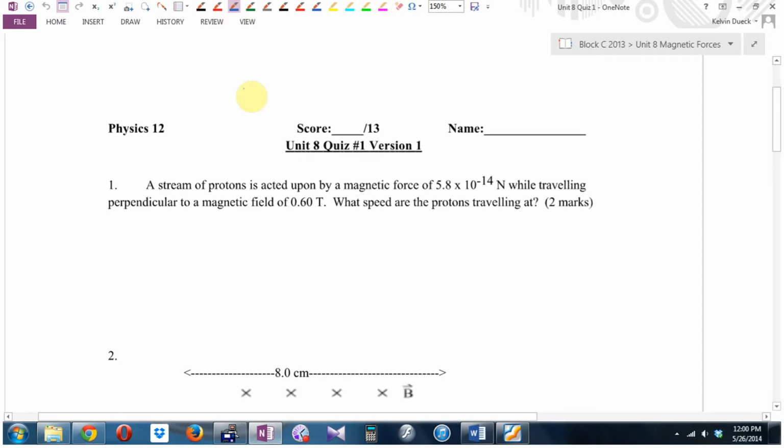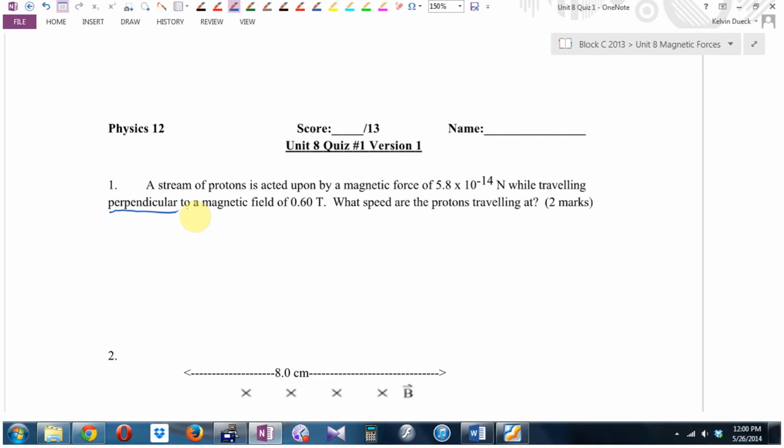Number one, a stream of protons is acted upon by a magnetic force while traveling perpendicular. What if it was traveling parallel to a magnetic field? What would the net force be? It's a trick question. 0. It's when a charge cuts across magnetic field lines, and the explanation is complicated. I'm not going to get into it, but it's got to be going perpendicular. Or I said you could find the perpendicular component, and Sammy, we looked at that a bit, but I said, meh, we're going to just go with what we got, okay?